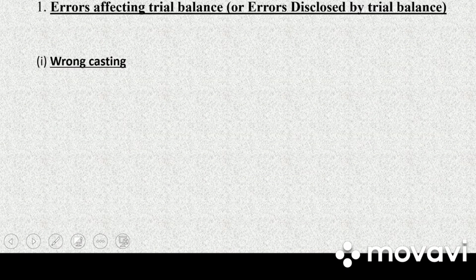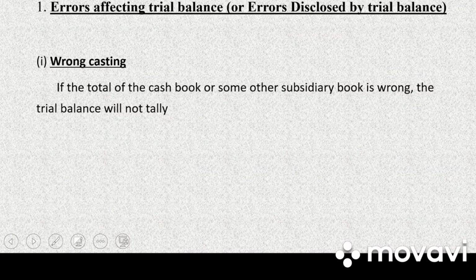Under that we have first one, wrong casting. If the total of the cash book or some other subsidiary book is wrong, the trial balance will not tally. So let me give you an example. Say for example, your purchase book has been added 1000 rupees extra. So instead of 2000, you have done 3000. So when this is posted to the trial balance on the debit side, the trial balance will not tally. Why? Because there is excess of 1000 rupees in the purchase book. So wrong casting is nothing but if the total of the cash book or some other subsidiary book is wrong, the trial balance will not tally.